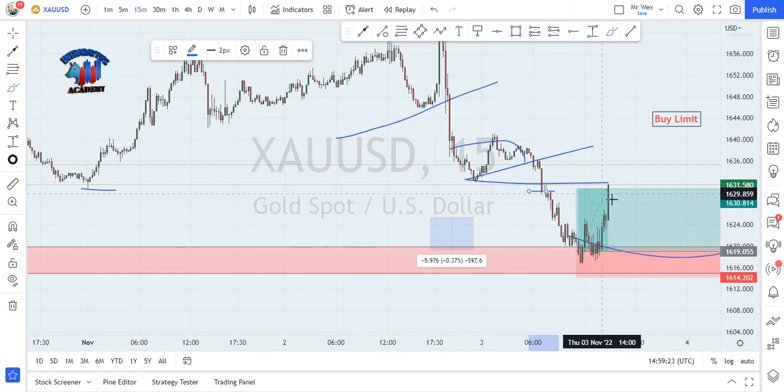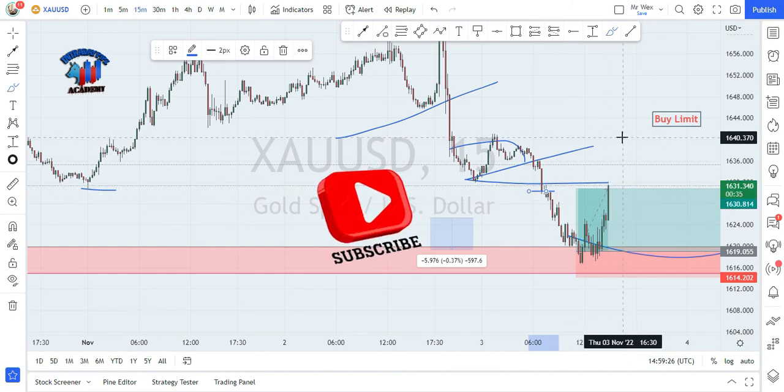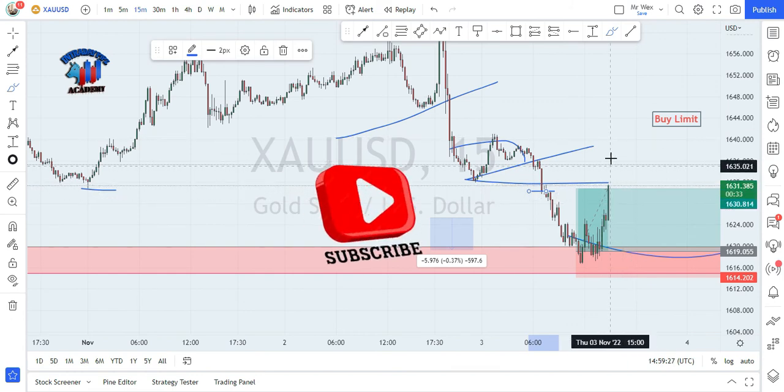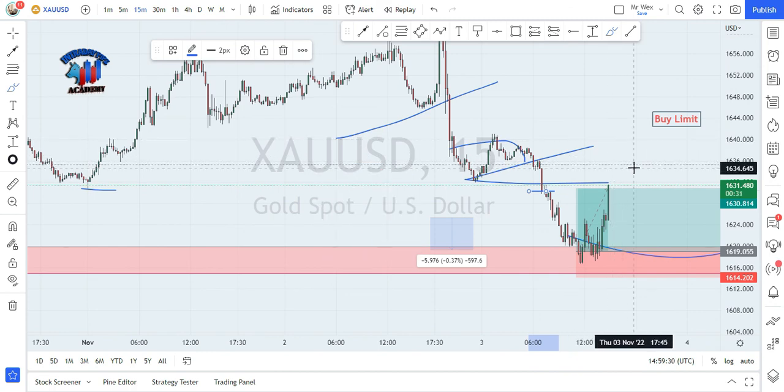As you can see right now, price has pushed higher up beyond the take profit. It's still going higher, but we have already secured our 117 pips. So that is it. This is it on the breakdown.